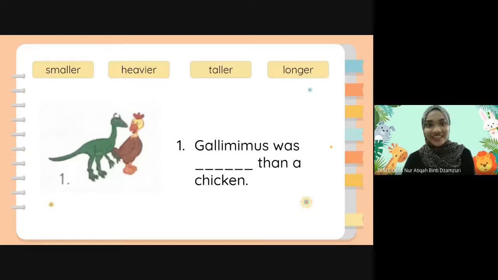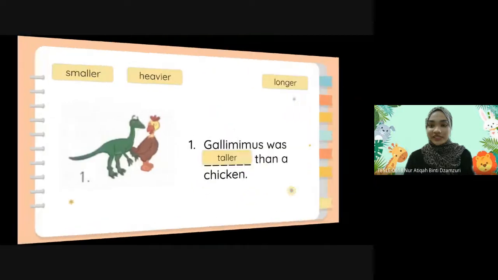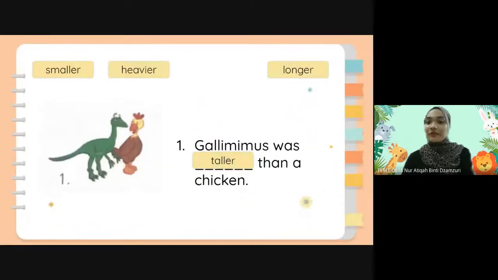Yes. Say yes. Damia, say yes. Yes. Okay, we must be confident with our answer. Very good. Gallimimus was taller than a chicken. Okay, well done, Damia Aina.